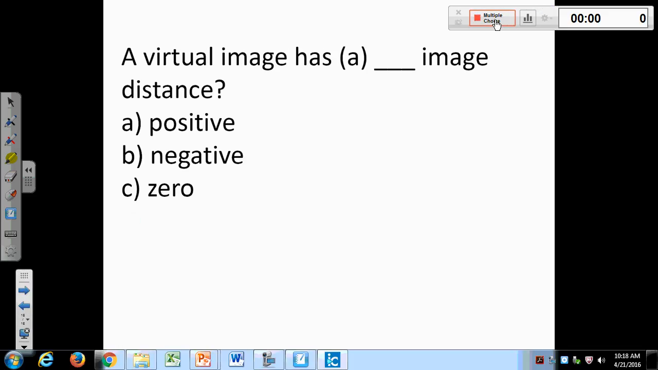A virtual image always has what image distance? Positive, negative, or zero for virtual. I'll stop at 25.